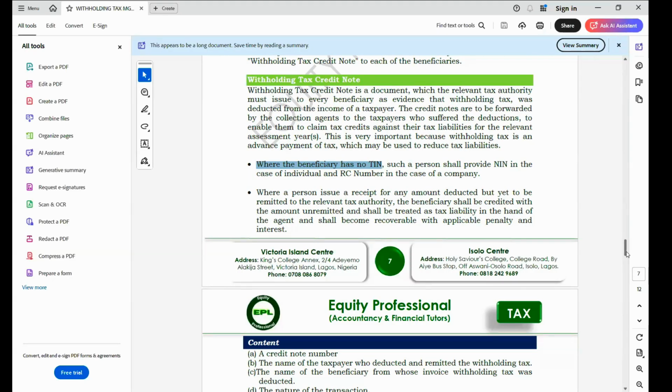Where you have deducted a withholding tax and you issue a receipt that, okay, yes, we have deducted a withholding tax, but you fail to remit that withholding tax, that receipt will be assumed to represent that withholding tax amount. The beneficiary will have a right to be credited with that withholding tax credit note. But the tax authority will now go after the agent to recover back the withholding tax, which will be applicable with penalty and interest.